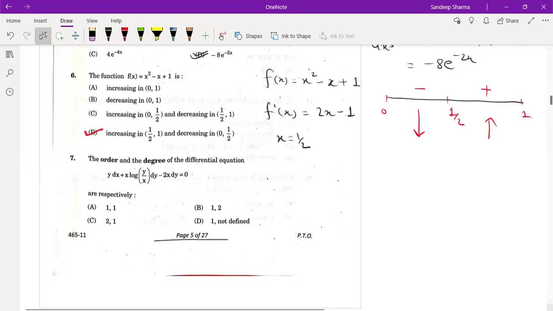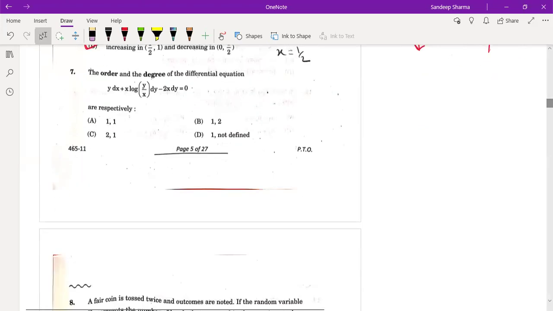Next question is from differential equation, and we need to find the order and the degree of the differential equation. Okay. Now see what we have. We have log of y by x. If derivative functions are there, then it is not defined. So clearly the not defined option will not be there. Either A, B or C is correct.